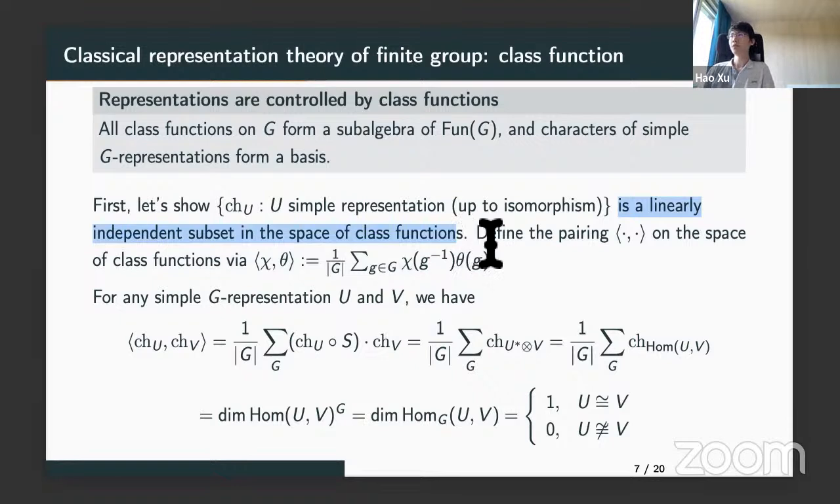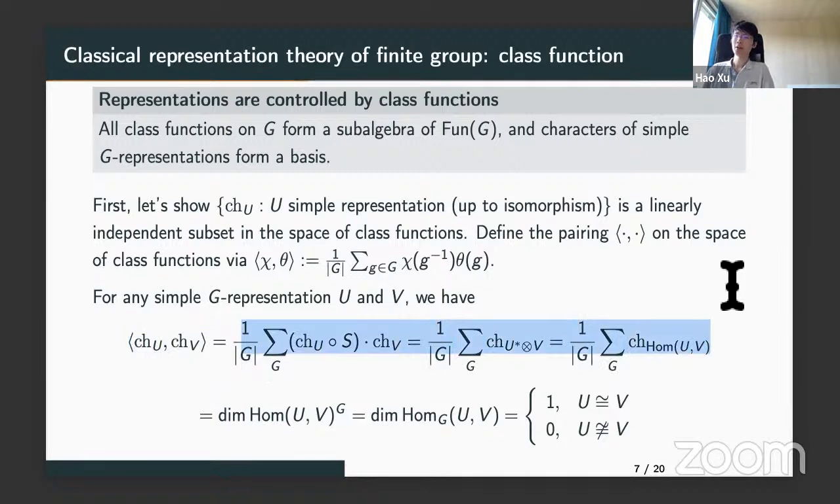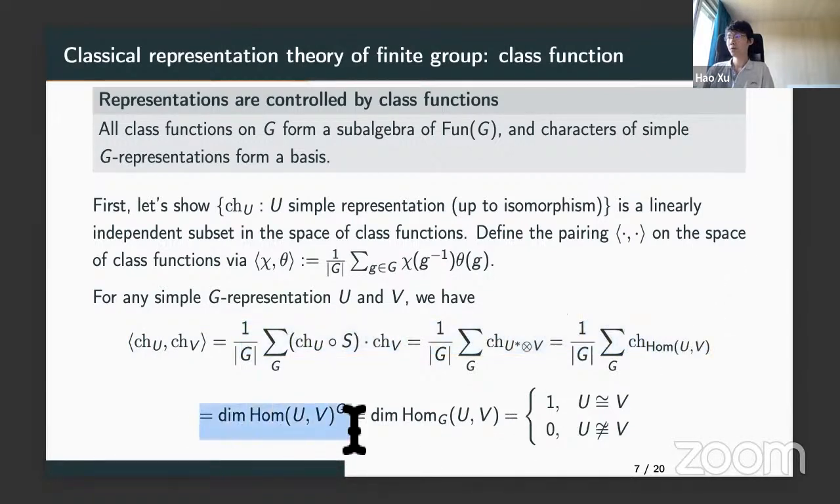The way we prove it is, let's consider the bilinear pairing defined as follows. Then we compute the pairing of two irreducible G characters. And then we apply various properties of characters we just mentioned. And here we apply the fixed point formula. Okay. Now let's take a look at this space.